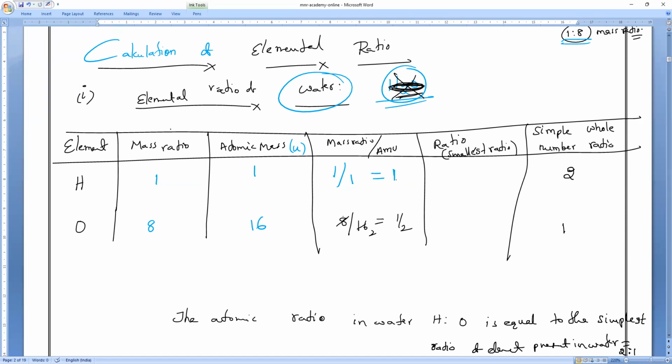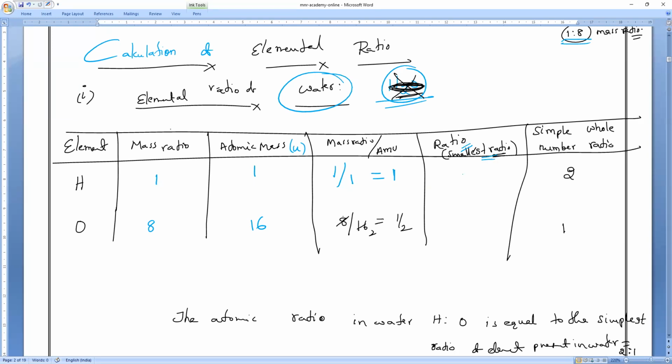Now, this is 1 and this is 1 by 2. Which is the smallest one? Smallest ratio. 1 or 1 by 2? 1 by 2 is the smallest one. So what is the heading? Can you read it here? What is the heading I wrote?